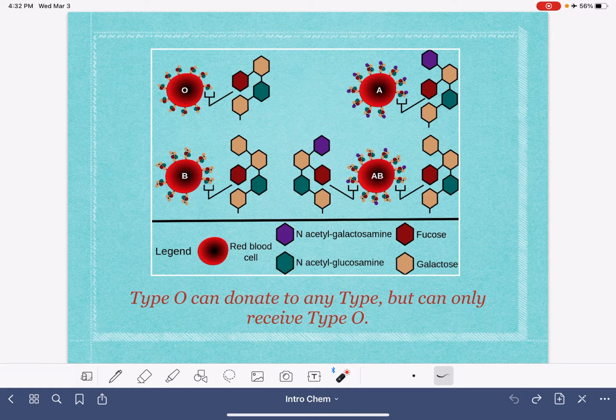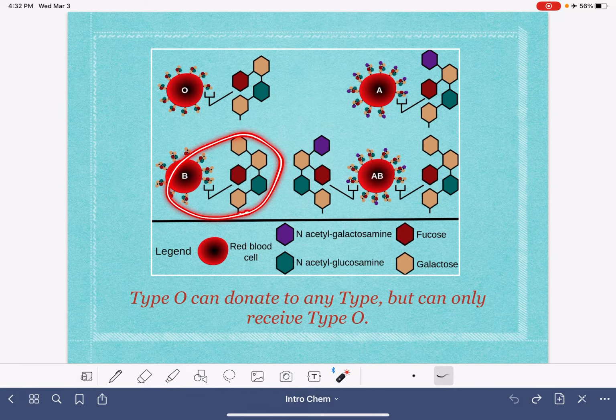So no matter what type of blood a person has, they recognize that pattern of carbohydrates on the surface of type O blood. Unfortunately, people with type O blood cannot receive any other blood type other than type O because all of the other blood types are different. So if we look, for example, at blood type A, it has this N-acetyl-galactosamine that is present, and that's not present in type O blood. So if we take type A blood and put it into a person with type O blood, the body recognizes it as being incorrect, and this launches an immune response.